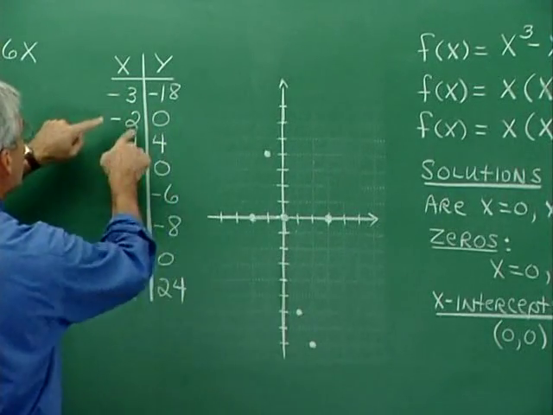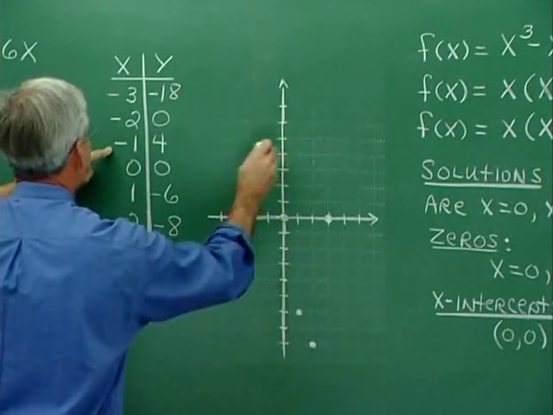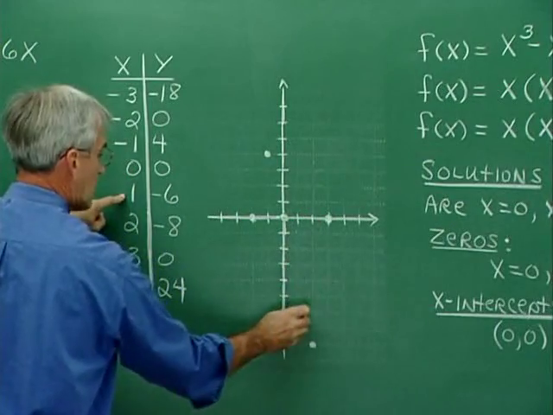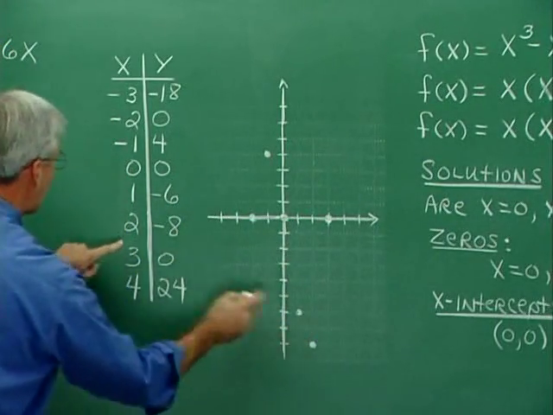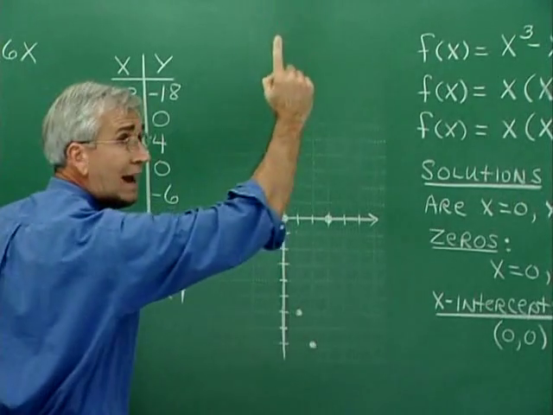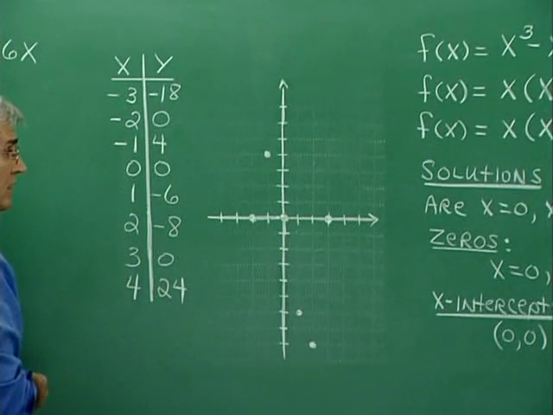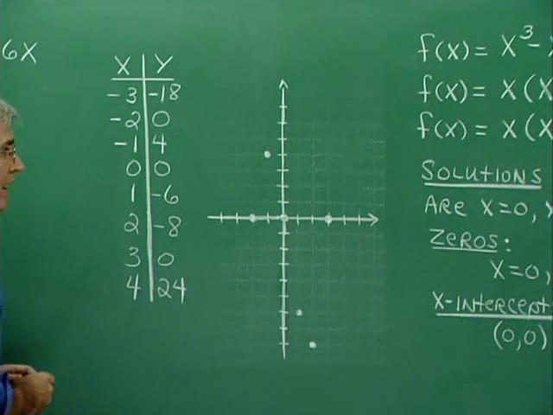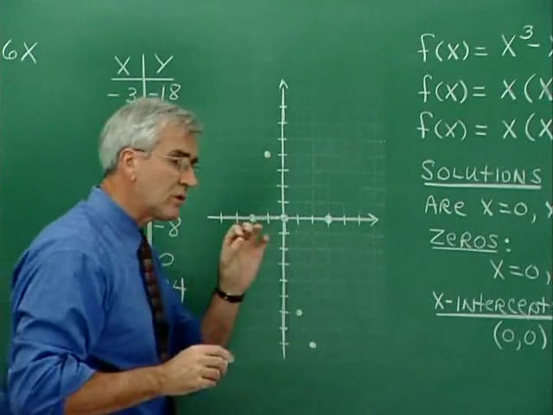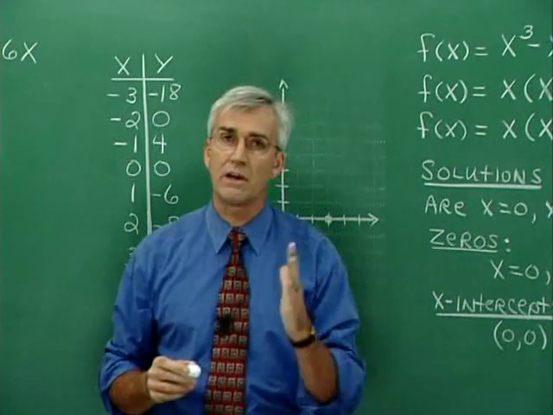All right, negative 2 goes to 0. I've plotted that point. Negative 1 goes to 4. I've plotted that point. 0 goes to 0. I've plotted that point. 1 to negative 6. Here's that point. 2 to negative 8. Here's that point. 3 to 0. Here's that point. And then 4 goes to 24, and that's off the graph to the high side. And that's what we expect from the leading coefficient test. So here's how we construct the graph. Now, we're just sort of connecting dots from one side of the graph to the other.